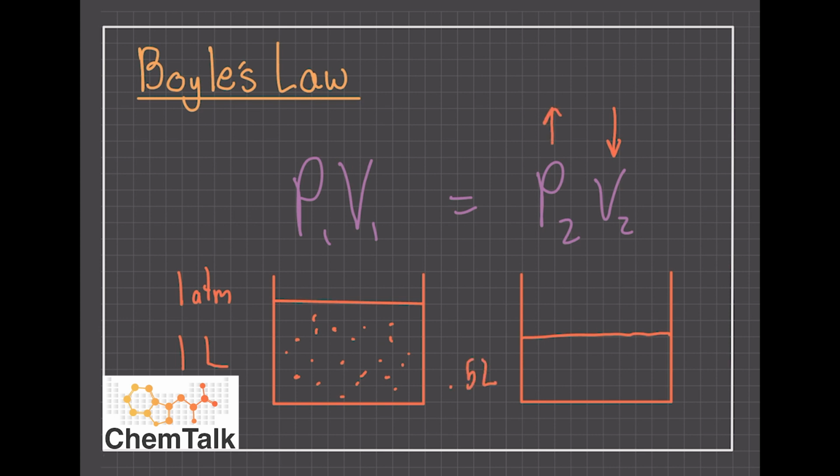This is the essence of Boyle's law. You have a starting condition on the left side and you have the final condition on the right side, and they're equal to each other. So if pressure goes down, then volume must increase. If volume goes down, then pressure must increase. Let's look at an example problem.